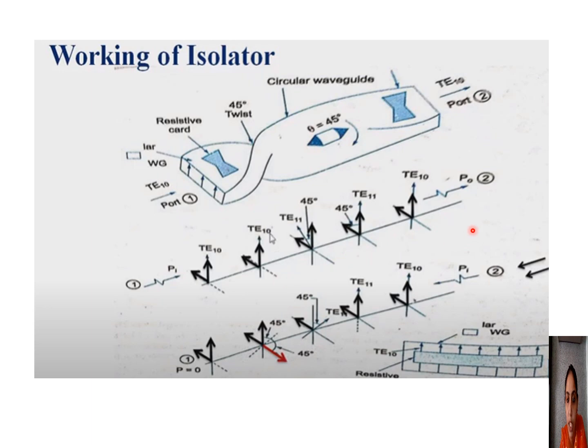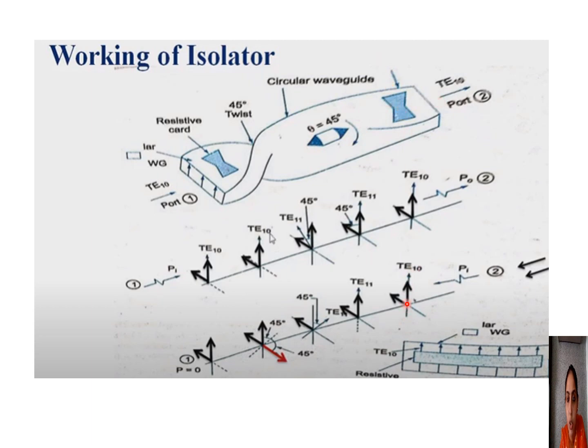That is already explained. Now say it is going from port 2 to port 1. So what will happen? Say it is going to port 2. It is having the same plane of polarization as that of port 1. So first of all, it is going to enter the resistive card. Since the plane of polarization is perpendicular, it is not affected by this particular resistive card.